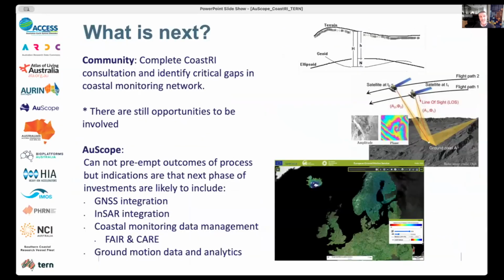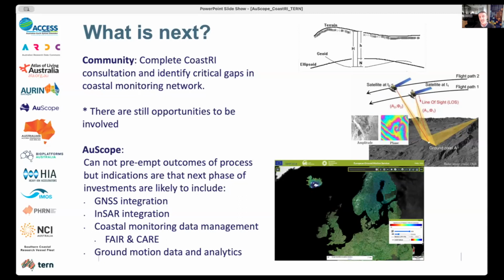So I'll finish by saying what's next. Basically, from the point of view of Coastar, the process is underway and continues. There are opportunities still to be involved. So we hope that you will, if you have an interest in this space, be involved in the consultation as it continues and make sure that any gaps you can identify or your community knows of will be captured in that data gathering exercise. From Auscope, we can't preempt what's going to come out of this process, but we do know that there's an enormous need for more GNSS integration in coastal regions, particularly with respect to some of the stuff that Maddie talked about, like tying the tide data to the surface elevation and surface ground motion data.